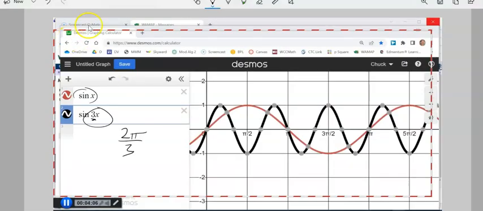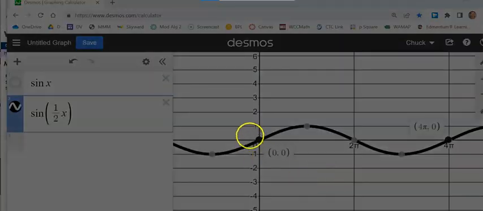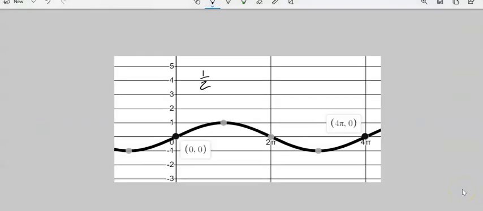And if I think about that with my idea that I can just do some division, my multiplier was 1/2. I can still think what's 2 pi divided by 1/2.